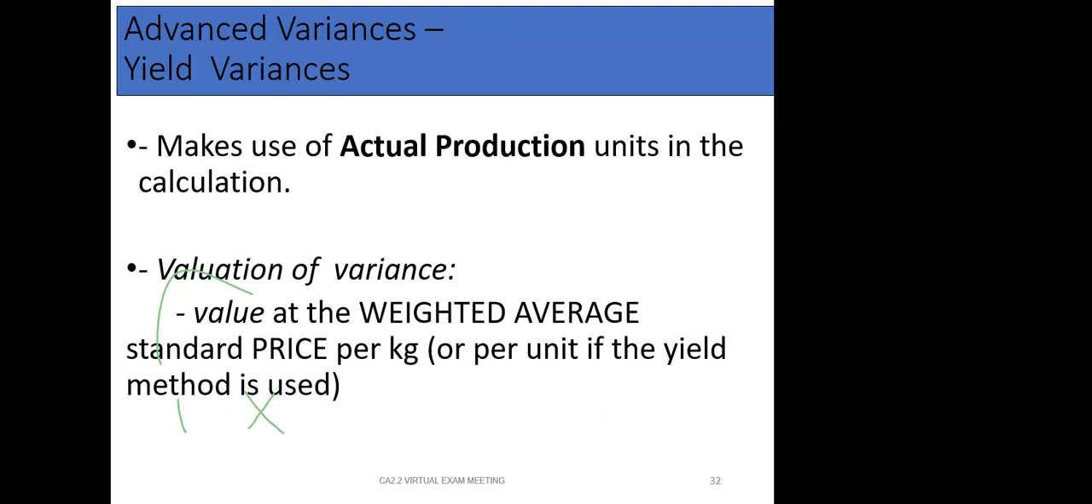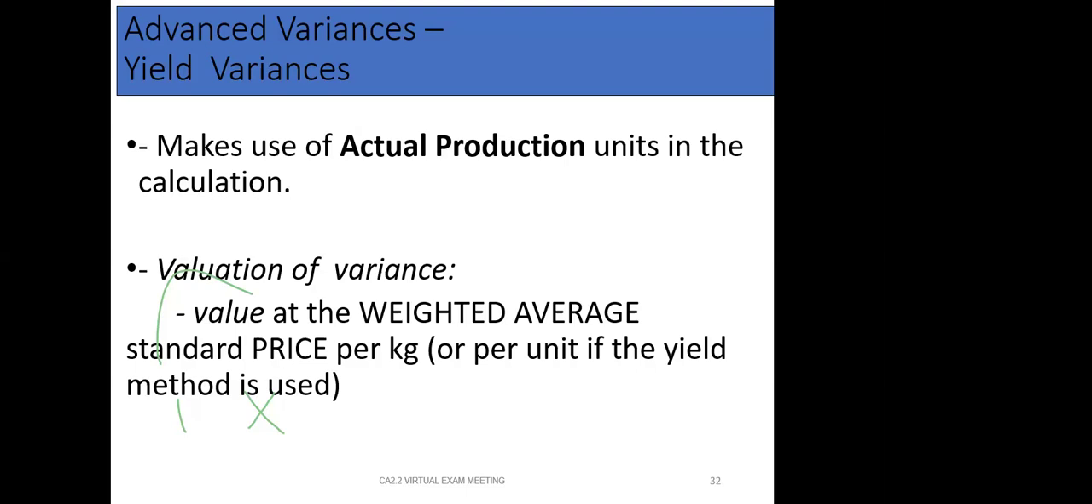Yield variances, continuation. The calculation makes use of actual production units. Already I'd indicated that usage variances and efficiency variances make use of actual production units. So since yield variances are derived from, or explained by, usage variances, they also make use of actual production.